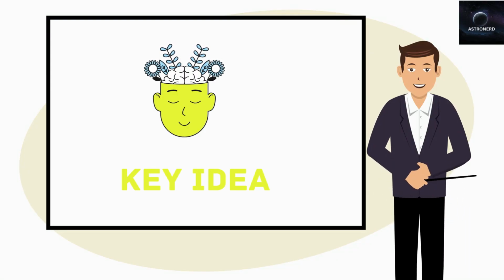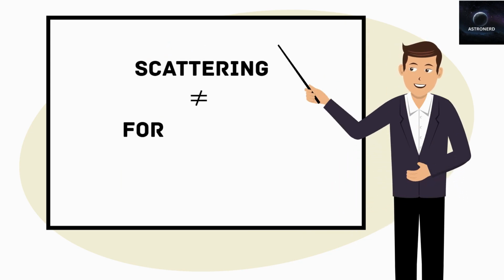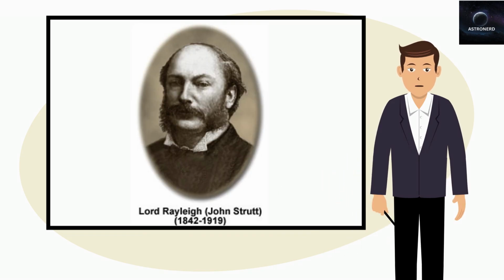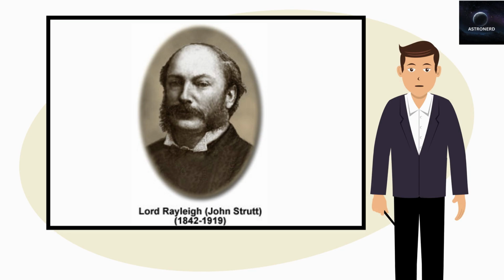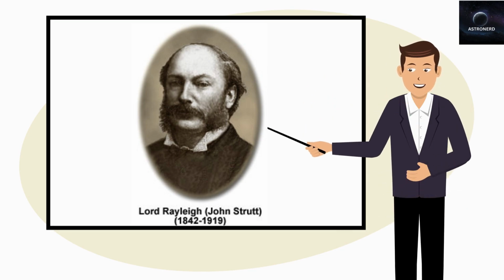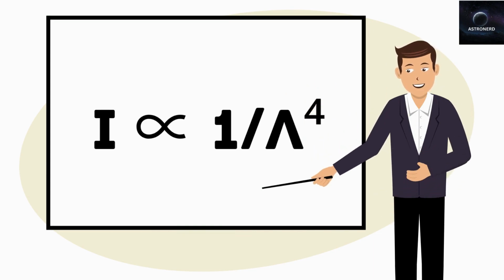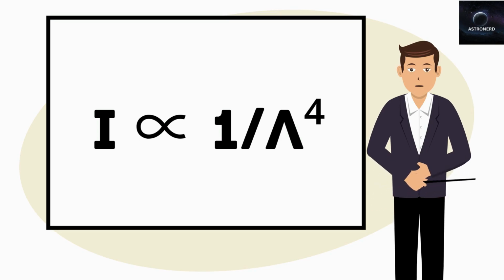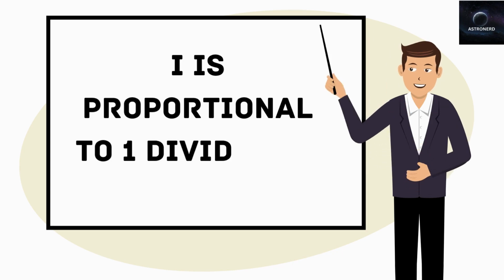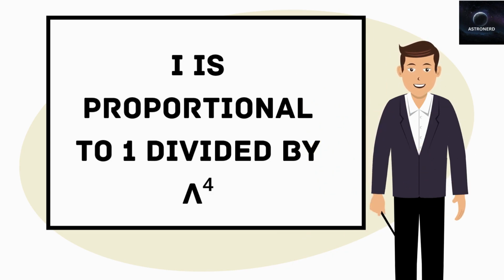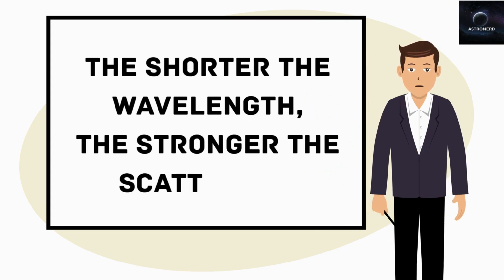Now comes the most important idea in this video. Not all colors scatter equally. In the 19th century, Lord Rayleigh discovered that the amount of scattering depends on wavelength. Mathematically, we write I is proportional to 1 over lambda to the 4th power, or I is proportional to 1 divided by lambda to the 4th. This means the shorter the wavelength, the stronger the scattering.